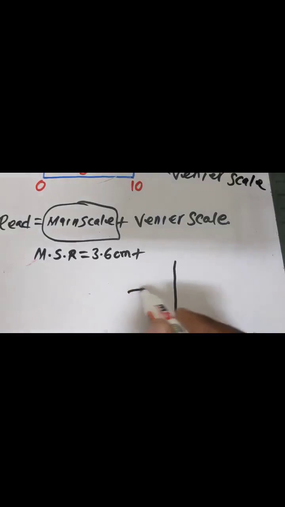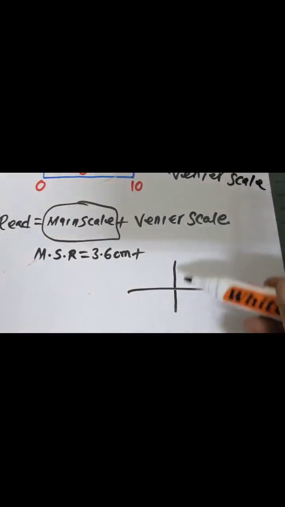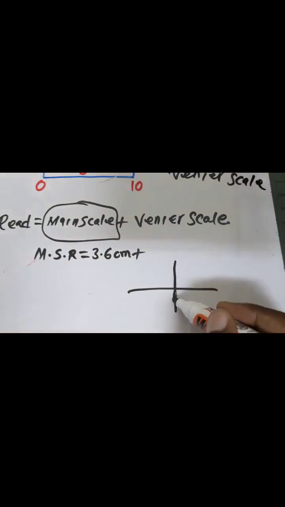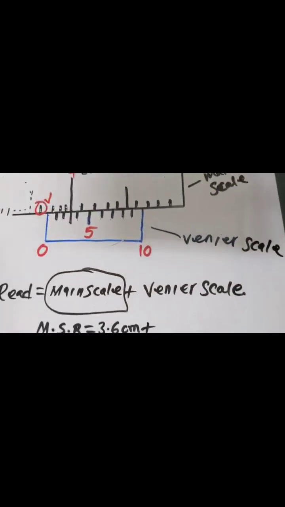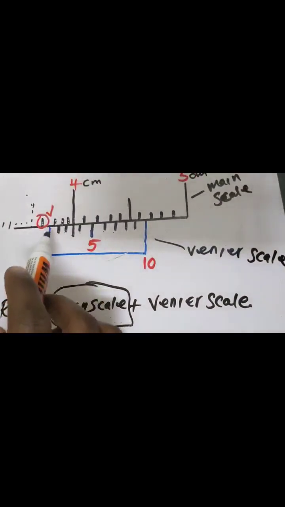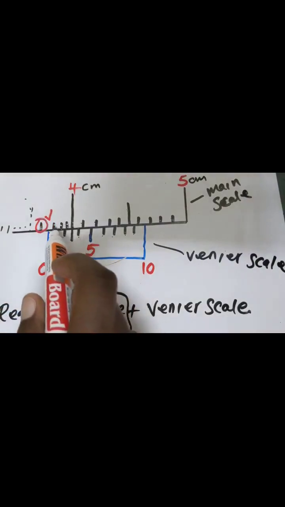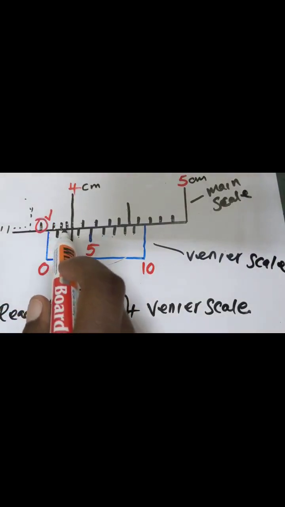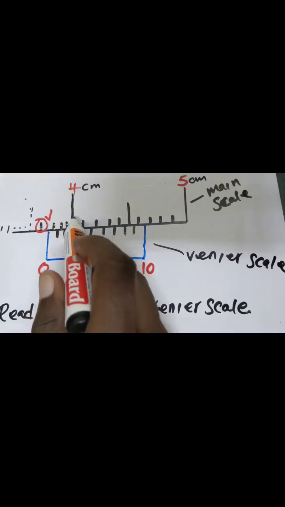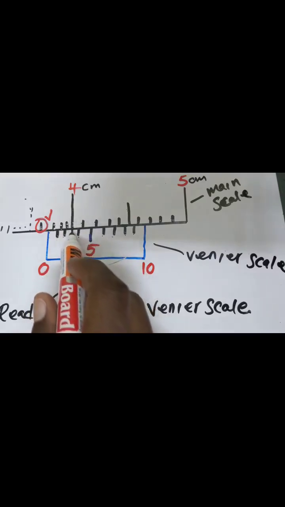So let's say this whole thing, this up, is the main scale, and this is the Vernier scale. So they are intersecting, meaning that there is a straight line joining the main scale and the Vernier scale. Let's check. If you look at here, this is ending here. Even this is ending here. This is ending there. But this, it is going straight.